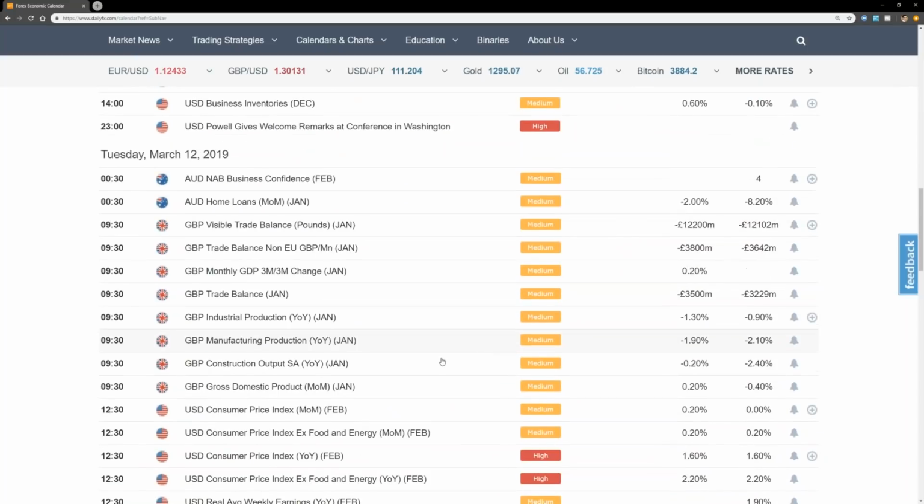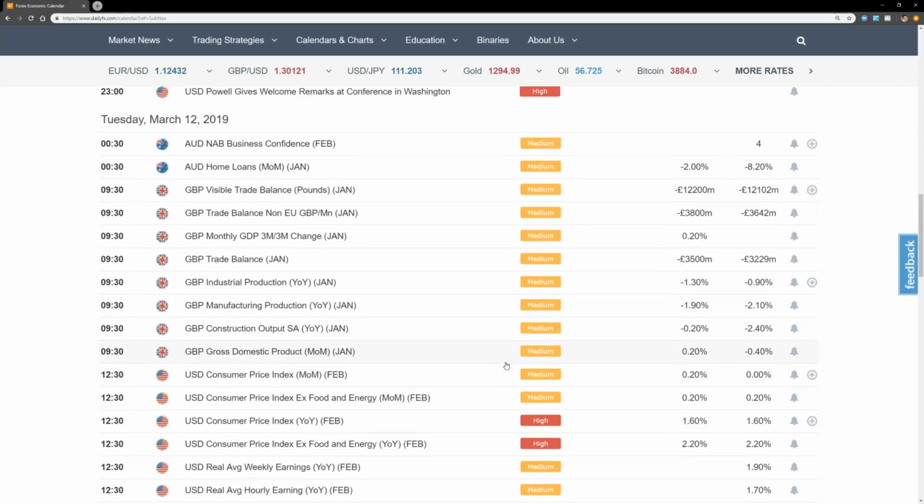Now on Tuesday, we mentioned this as well. Tuesday, you'll see that the pound has a lot of news, right? But nobody cares about visible trade balances or industrial production or manufacturing. They're all waiting for that Brexit vote on Tuesday. Okay, that is going to be the big one.